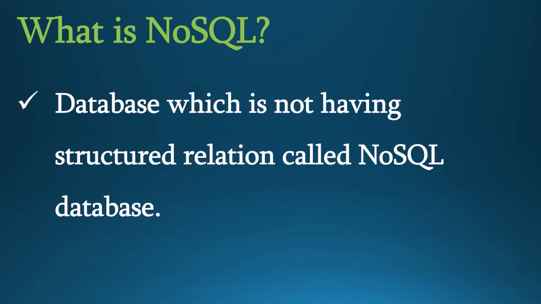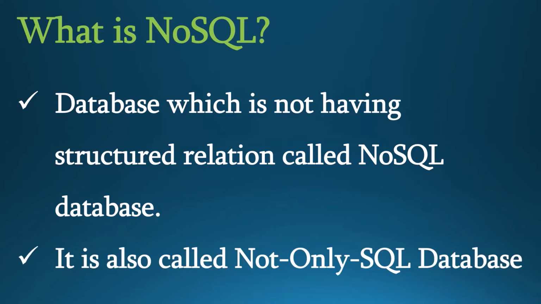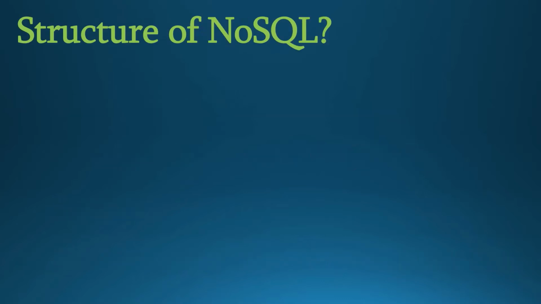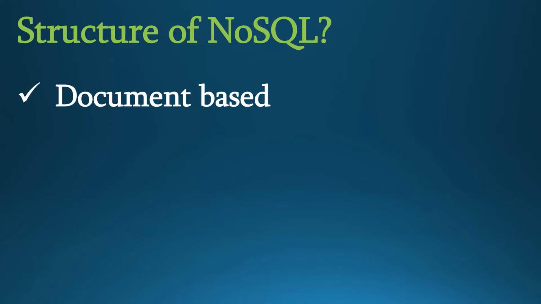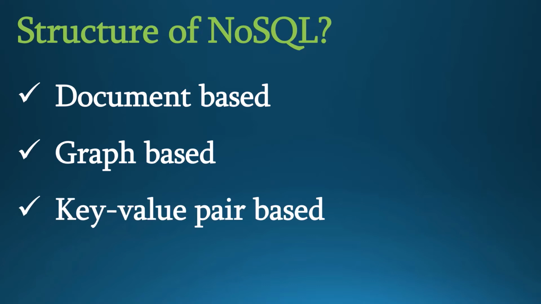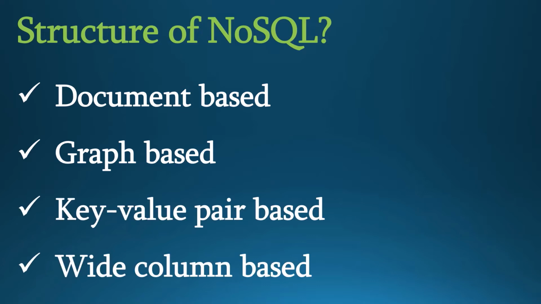Actually, NoSQL is a database which does not have a structured relation. It is also called Not-Only-SQL database. There are four types of structure available in NoSQL database. First is document based, second is graph based, third is key value pair based, and last is wide column based data structure. So you can use either of these structures as per your database requirements and as per your data.